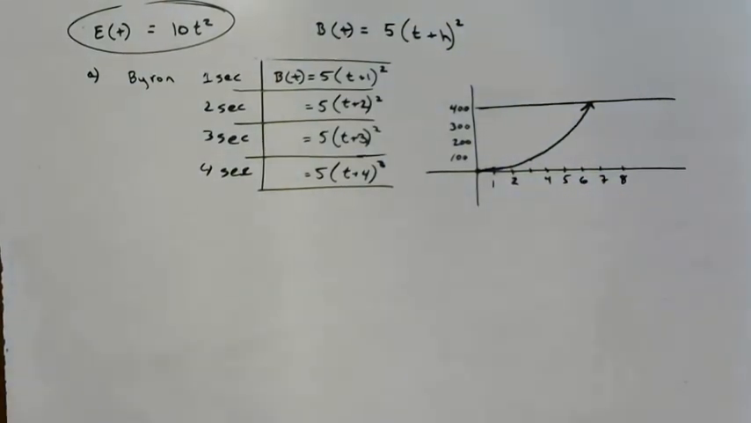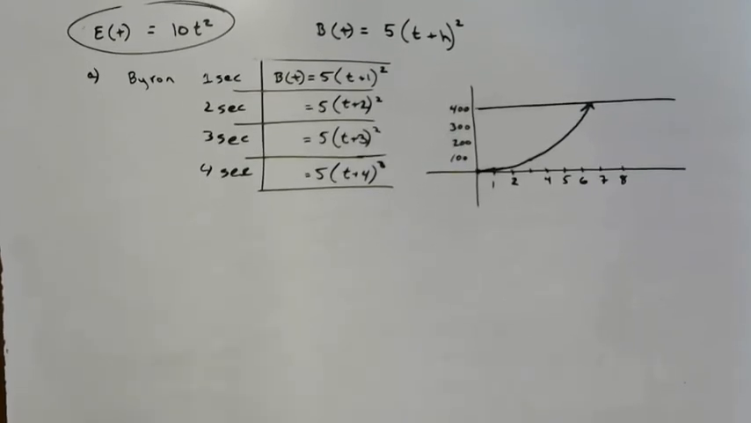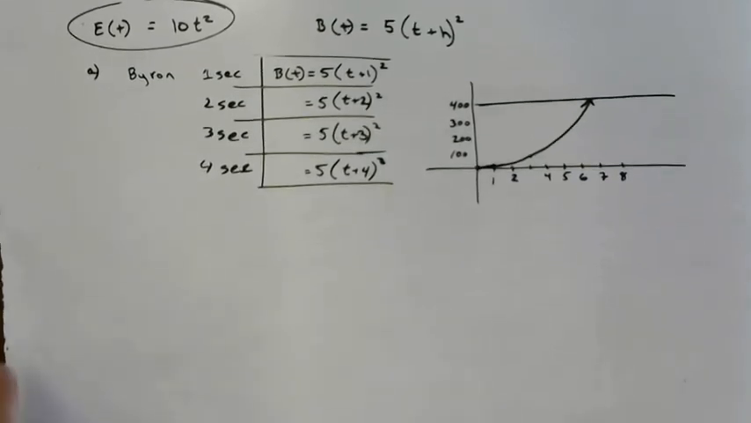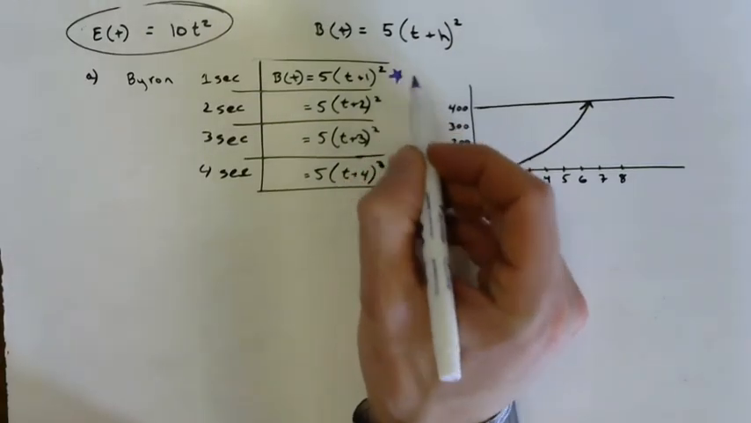Now, we're asked to draw Byron's graphs, okay? So I'm going to do it in a bunch of different colors here. You don't necessarily need different colors. It's just easier for me to keep track of it here. So I'm going to do the first one in blue. Or, no, purple. I'm going to do the first one in purple.